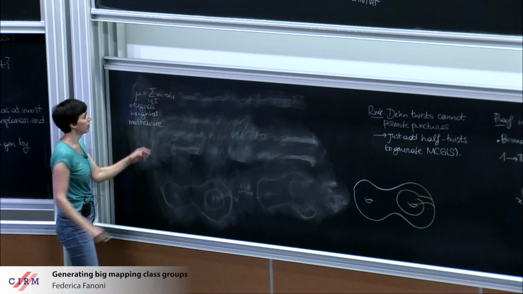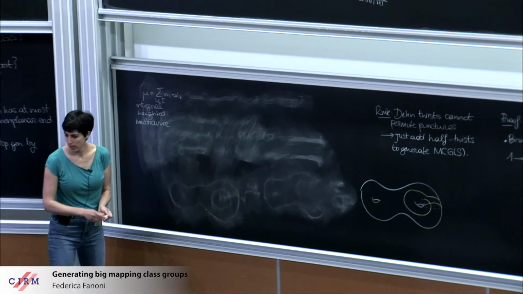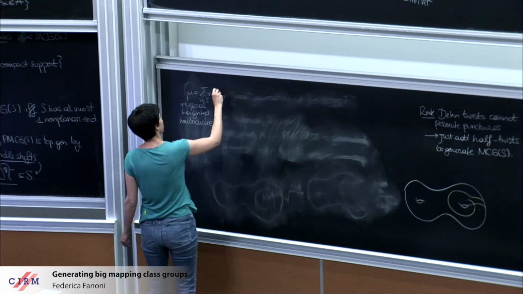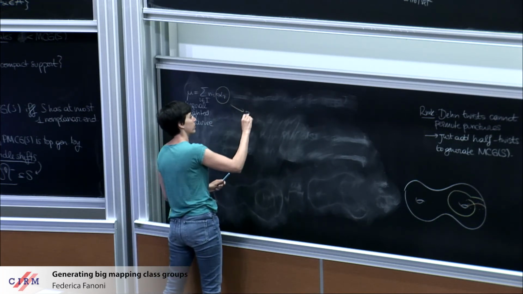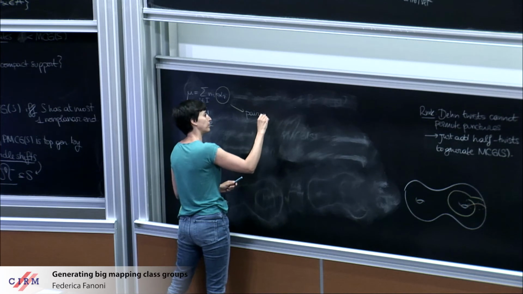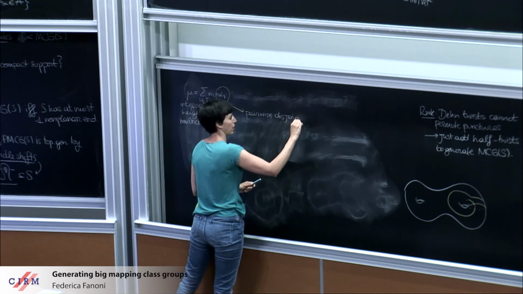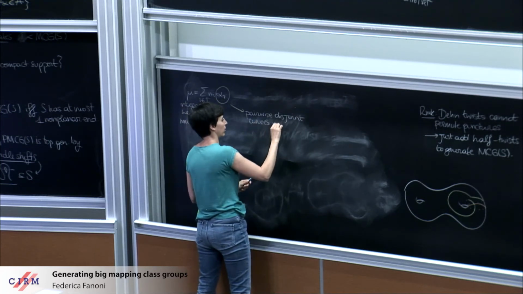So I have a collection that could be infinite. This is crucial. These are curves. So these ones here are all pairwise disjoint. Curves, simple closed curves, not accumulating anywhere.